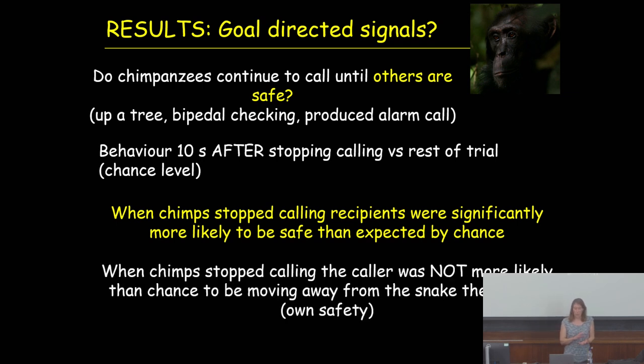In comparison, we put that against a more selfish goal, that maybe the chimpanzees are calling because they're frightened themselves about this predator they've seen, and essentially when they reduce their fear level by moving away from the snake, maybe their arousal drops and that's why they stop calling. But we didn't find any support for that. So the caller was not more likely than chance to be moving away from the snake in that stopping period. So that was exciting: they seem to be goal-directed and they seem to be directed at others.